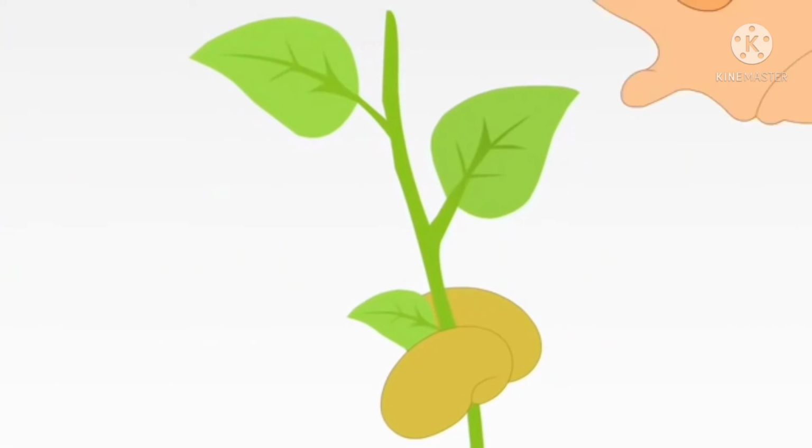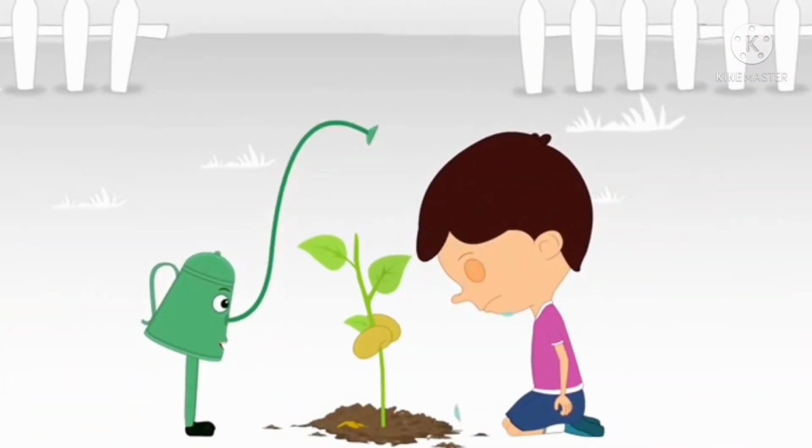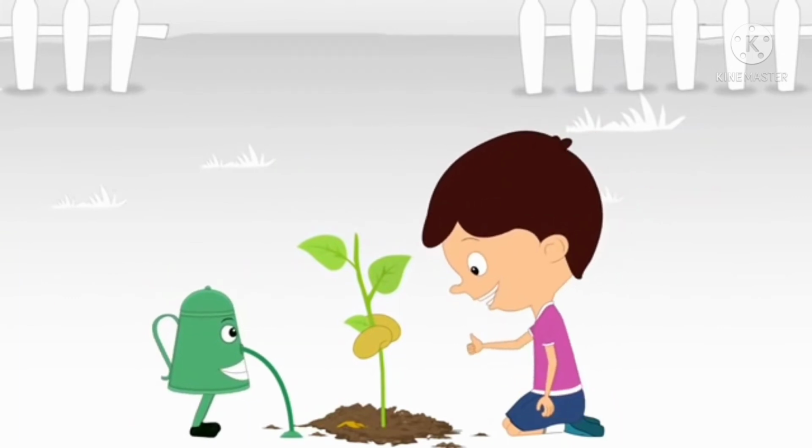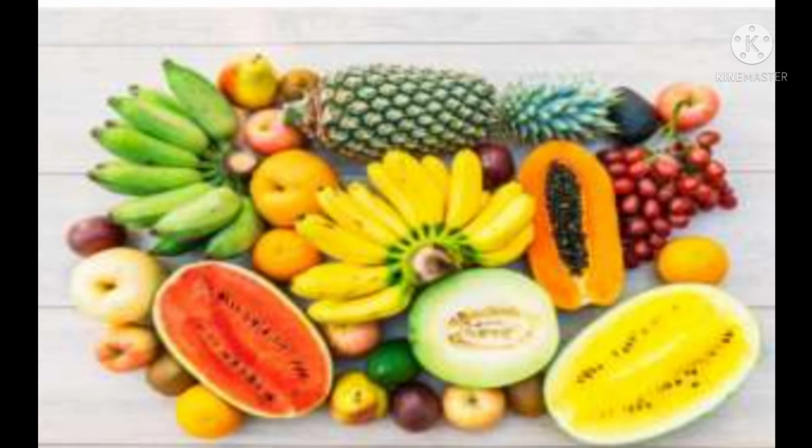Hypogeal germination is the type of germination in which the cotyledons remain below the soil. This type of germination is seen in both monocot and dicot seeds. In this case, the cotyledons do not become green, but they gradually dry up and fall off. Examples: pea, gram, groundnut, etc.